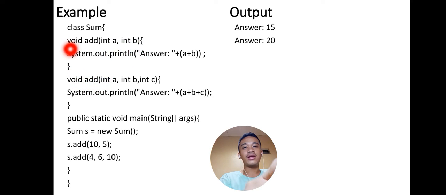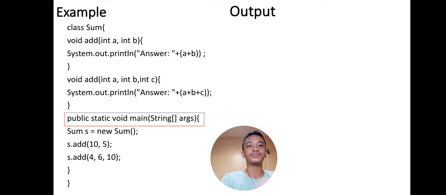But our first void add method only accepts two parameters, while our second method only accepts three parameters. So therefore, this example is an example of method overloading. Now for this example, let's discuss the code one by one and how we came up with this output. So obviously, the program will read first our Java main method and follow the code under it.